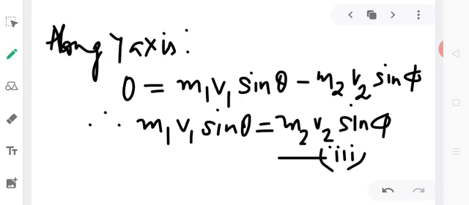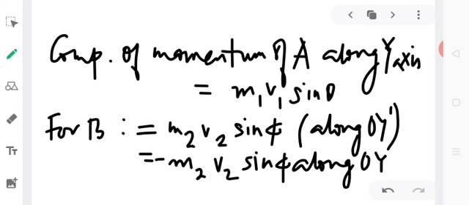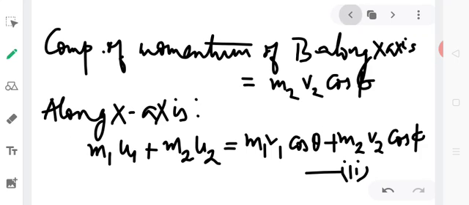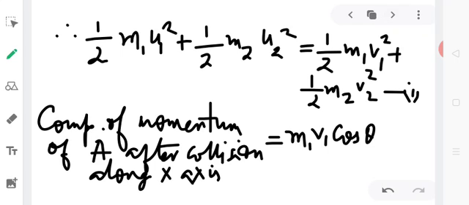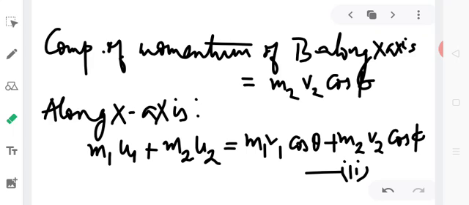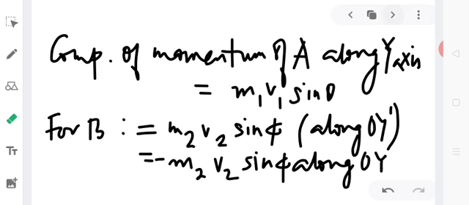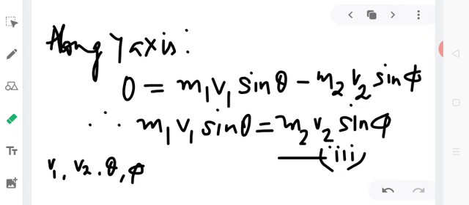Now in the study of collision between two bodies, we have to find the values of 4 parameters. What are those parameters? v1, v2, theta and phi. Now since these 4 parameters are connected by only 3 equations, what are those 3 equations? Let's go back a little bit. So you can see this was equation number 1. This is equation number 2. And this is equation number 3.